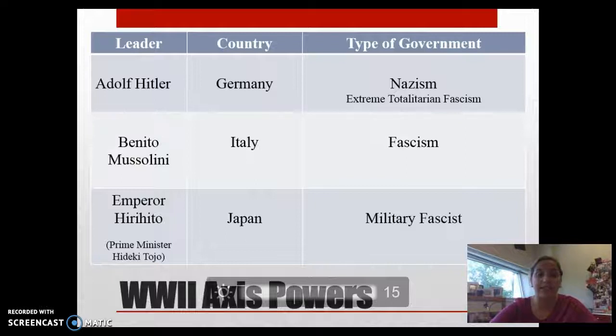And Prime Minister Hideki Tojo is one of those people that works right underneath of him. And Tojo is the one who actually ends up making a decision to drop the bombs on Pearl Harbor against the United States, December 7th, 1941.